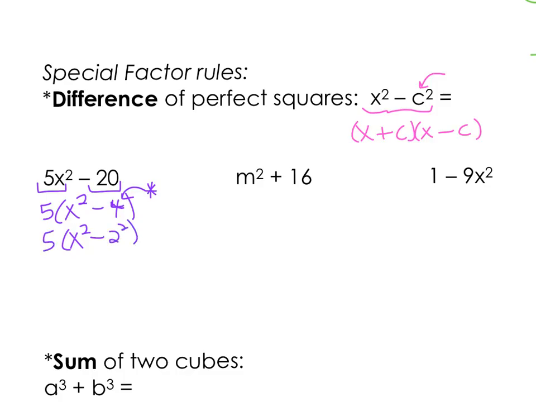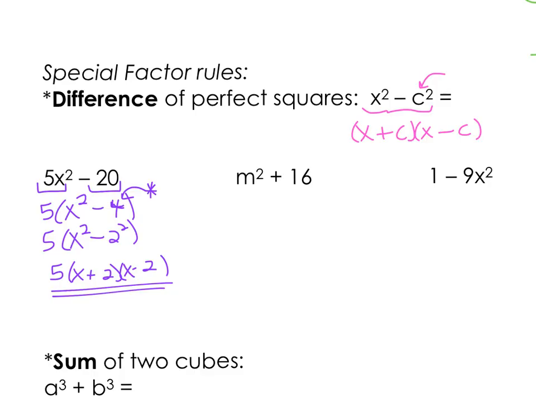When you have that difference of 2 squares, x squared splits up into x times x, 2 squared will be 2 and 2, and then there's just 1 plus and 1 minus, and you can switch that out, it doesn't matter the order. Keep that 5 out in front as the common factor.